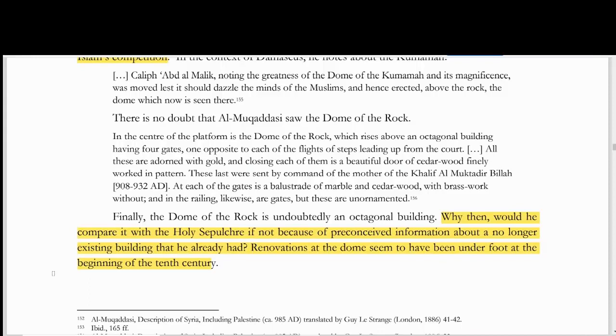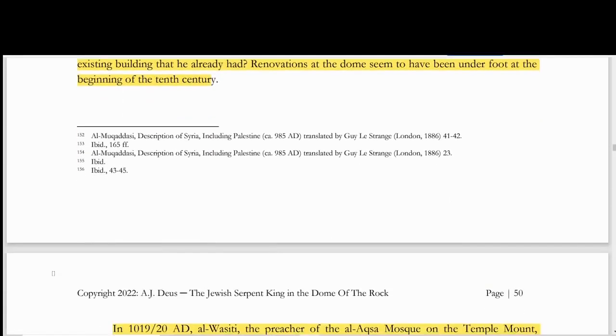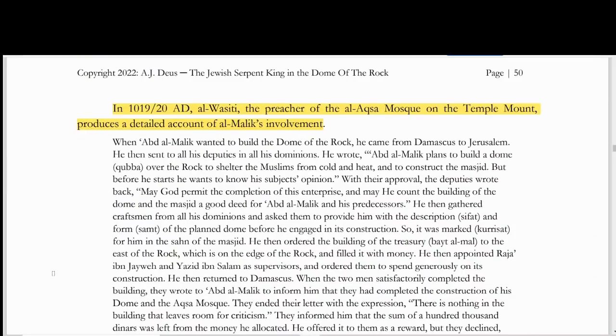Finally, the Dome of the Rock is undoubtedly an octagonal building. Why then would he compare it with the Holy Sepulchre, if not because of preconceived information about a no longer existing building that he already had? Renovations at the dome seem to have been underway at the beginning of the 10th century. In 1019, so 1019, 1020 AD, or the 11th century now, Al-Wasiti, the preacher of the Al-Aqsa Mosque on the Temple Mount, produces a detailed account of al-Malik's involvement.